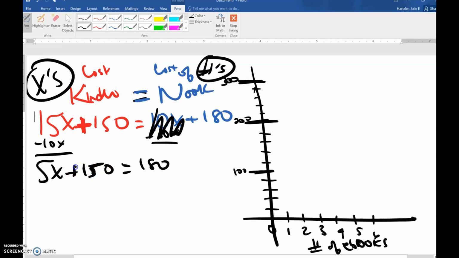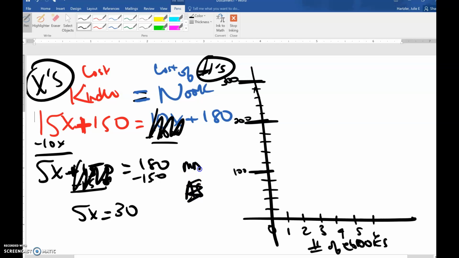So now I'm not done. See how they're still adding or subtracting. So you're still doing order of operations backwards. To get rid of adding 150, you subtract it from both sides. So you get 5x equals, what is that, 30? Okay, finally, I've added or subtracted twice, so I'm done with the add and subtract step of order of operations.